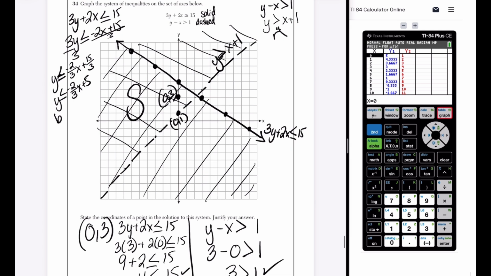That's all you needed to get these last 4 points. You needed to graph both of them correctly. You had to make sure you found the solution set. And then you had to make sure that you chose a point in the solution set and actually justified your answer to show that it satisfies both inequalities. And I'm even going to write that 0, 3 satisfies both inequalities. And that's it. Boom.